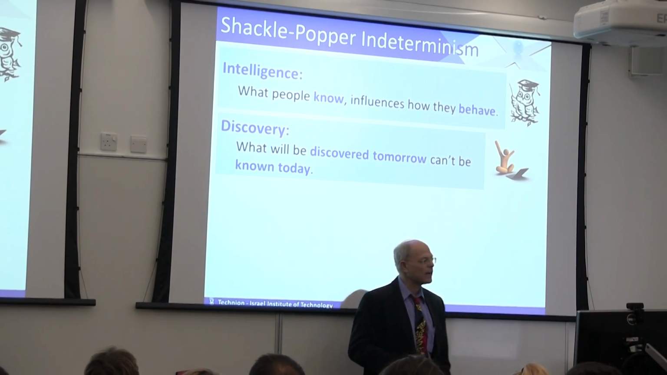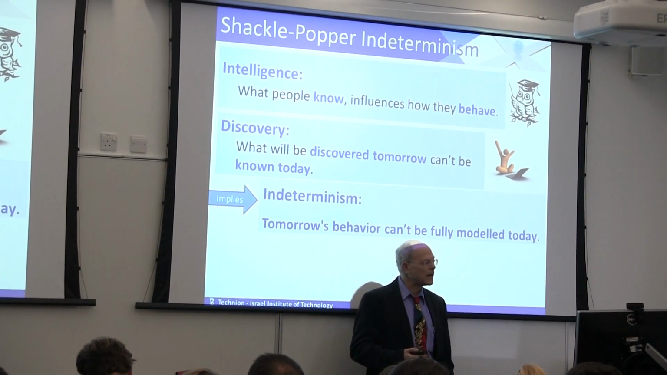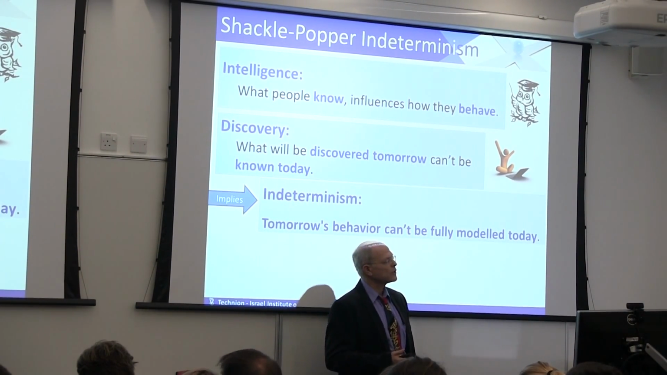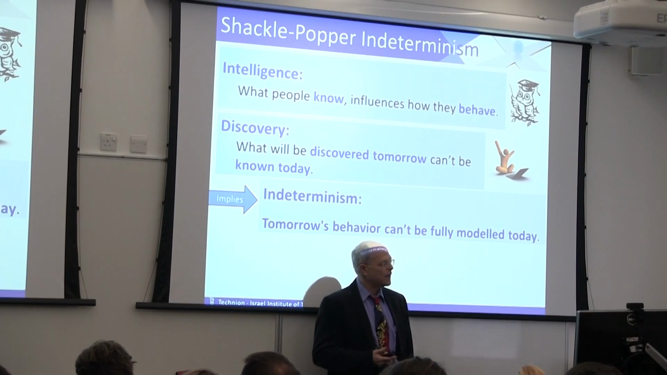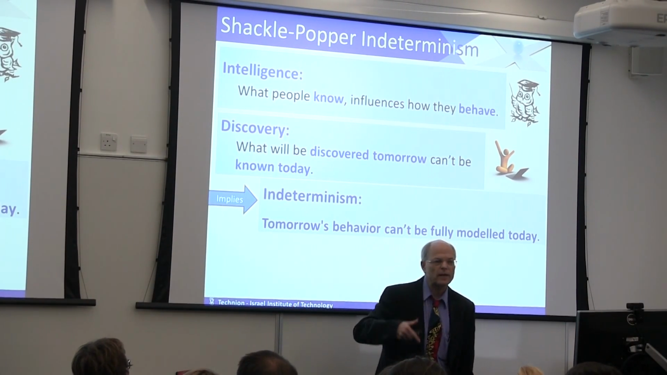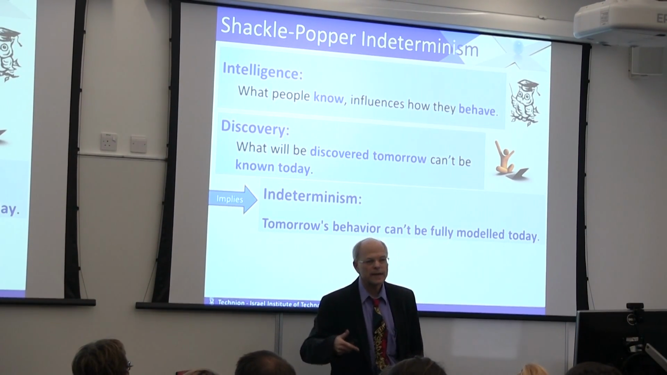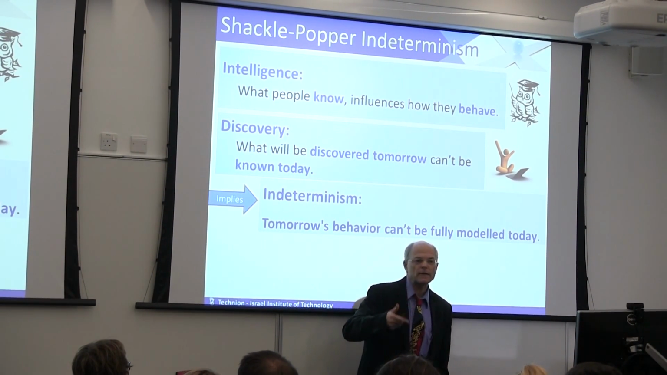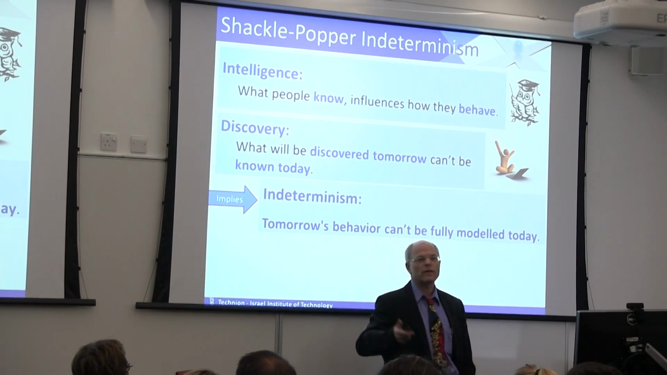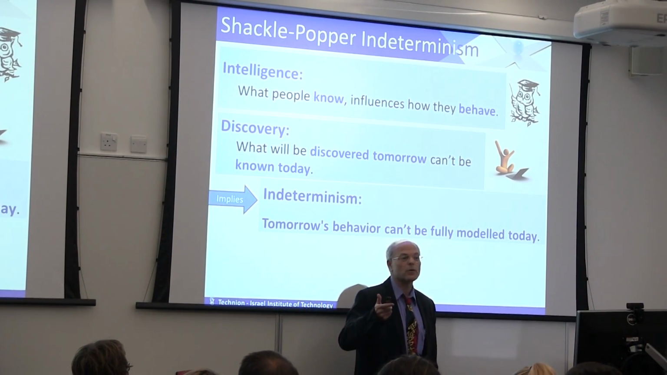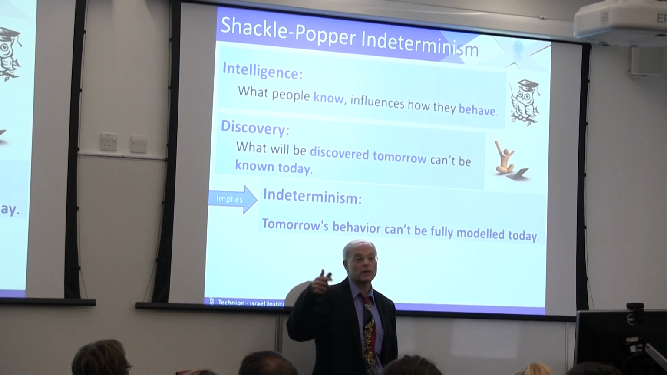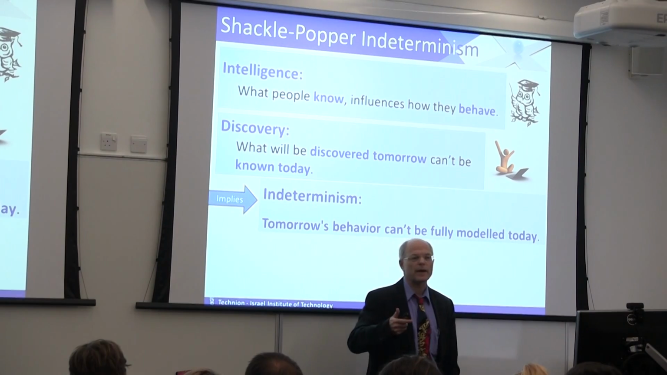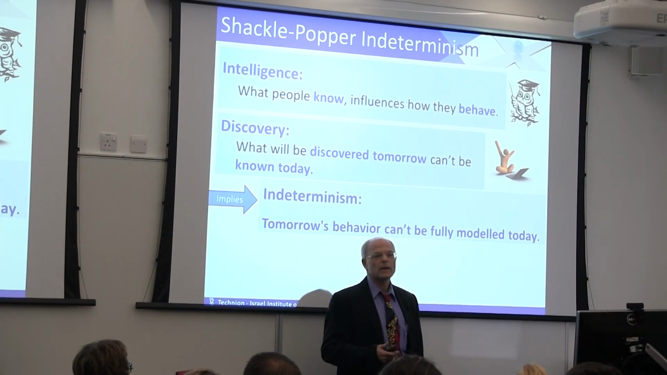So these two ideas, intelligence and discovery, combine to formulate Shackle-Popper indeterminism. And that is that tomorrow's intelligent learning behavior cannot be entirely predicted or modeled today. Tomorrow's behavior will be influenced by things that are discovered or invented tomorrow, and we can't know what they are today because they'll be discovered tomorrow. And so today we cannot fully model or anticipate tomorrow's behavior.